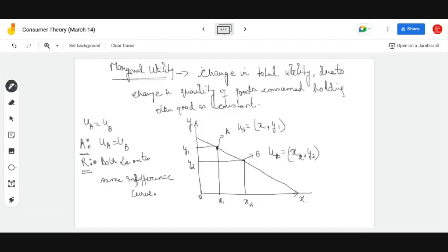Sakshi, sir, the assertion is correct, but the reason is not correct. Why? Because if the utilities are same, that means that both will be on the same indifference curve. So I think both will be correct. And is the reason the correct explanation of the assertion? Yes, sir. Yes, it is correct.